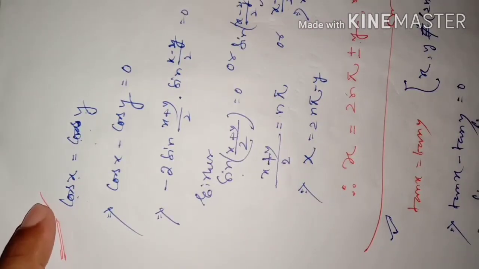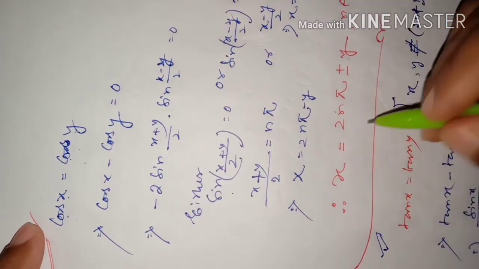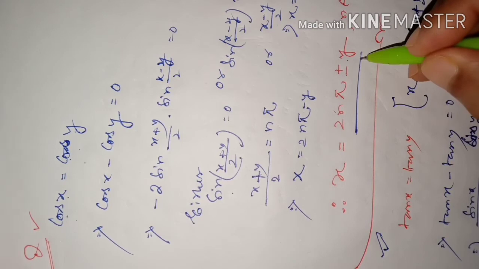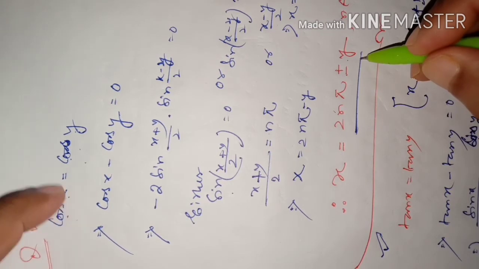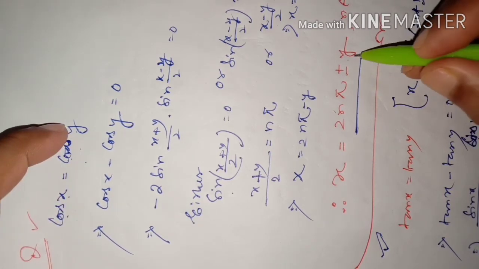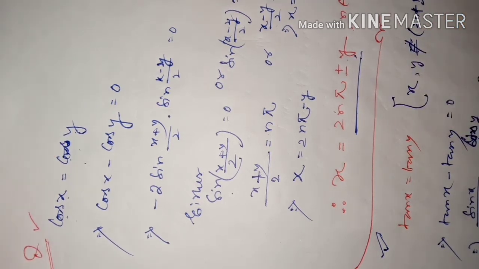Okay, dear students, if it is cos x equal to cos y, then you can use this as a formula directly. Okay, dear students, here x is unknown, y is known. Directly you can put the y value here. Okay, then this can be written as a general solution.